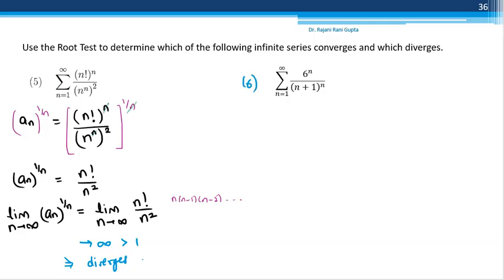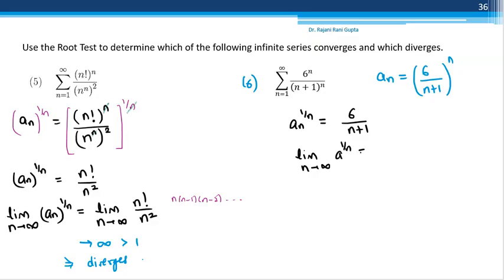Okay, let's take this example. Let's see example number 6. You can write a_n as 6 over n plus 1, this whole to the power n. Taking the nth root, we are left with only 6 over n plus 1. Then the limit of the nth root of a_n is the limit as n approaches infinity of 6 over n plus 1. So this is 6 over infinity, which gives you 0, less than 1. So this series converges.